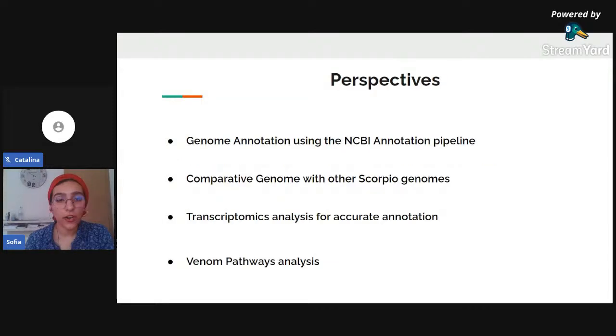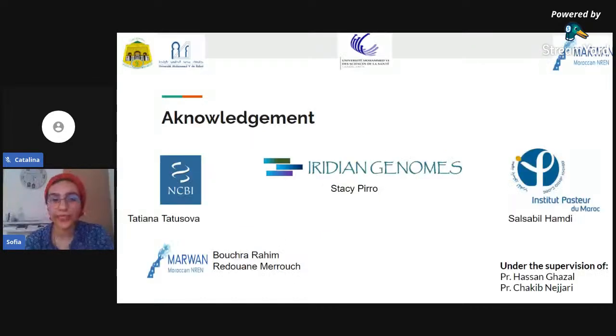Last but not least, for our future visions, we would like to annotate the genome using the NCBI annotation pipeline, do a comparative genomics study with other scorpion genomes, and of course do transcriptomics analysis for accurate annotation, and study the venom pathways even more, so that we can have a deeper understanding and open doors for therapeutic purposes for cancer.